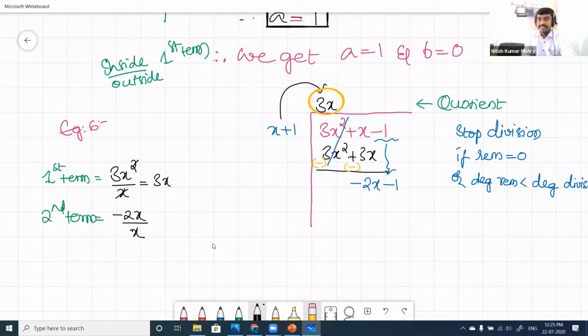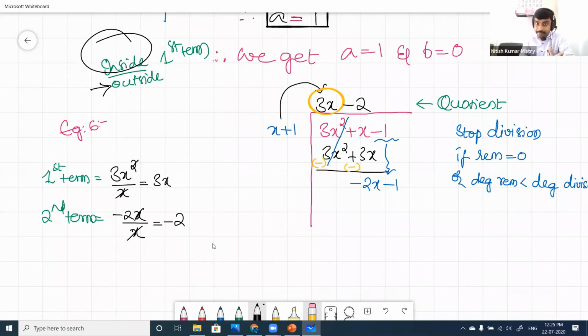So the inside term will change every time, but the outside term will be the same, right? So here x and x will get cancelled and you will get what? Minus 2. So this minus 2 is our second term of the quotient. Minus 2 is the second term of the quotient, right? Now previously we wrote 3x and we multiplied, and that remainder also we got.